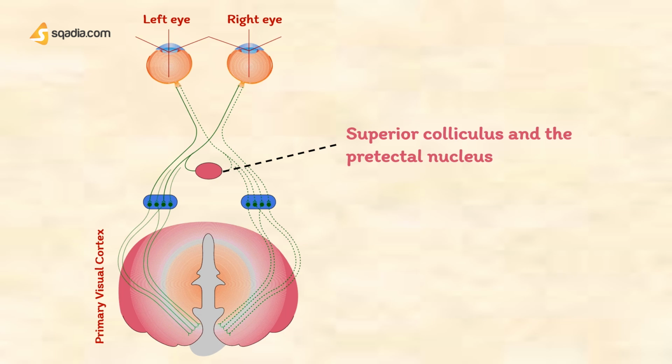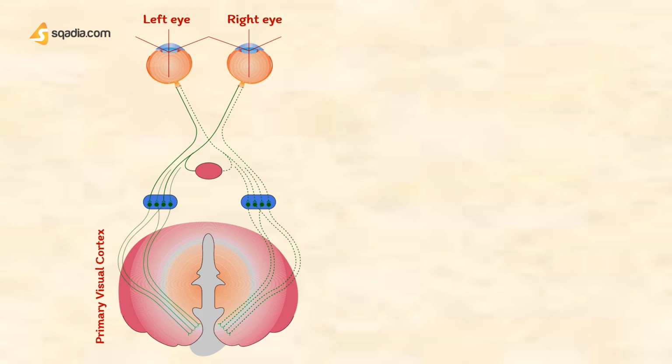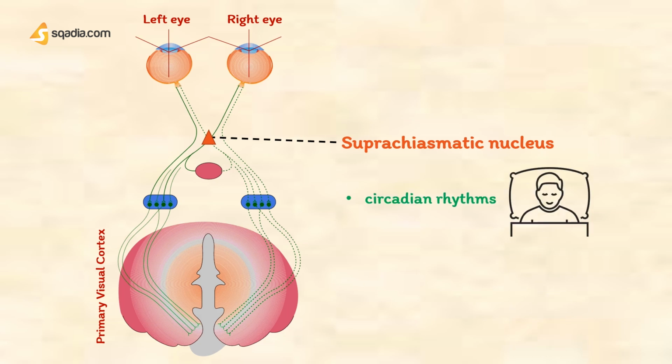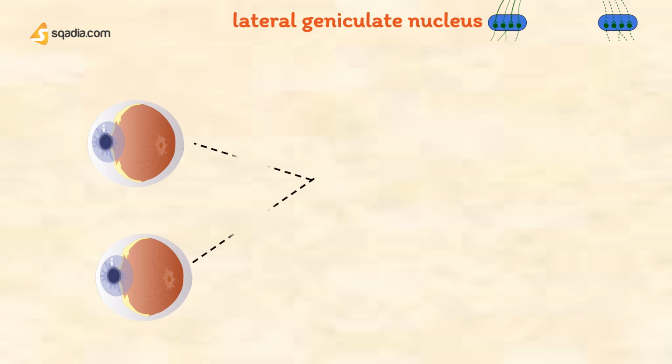Those fibers that synapse in the superior colliculus and the protectal nucleus are involved in visual reflexes and orientating responses. A small number of fibers also branch off at this point to synapse in the suprachiasmatic nucleus, which is concerned with the body clock and circadian rhythms within the body. However, the bulk of the neurons reach the lateral geniculate nucleus in the thalamus.